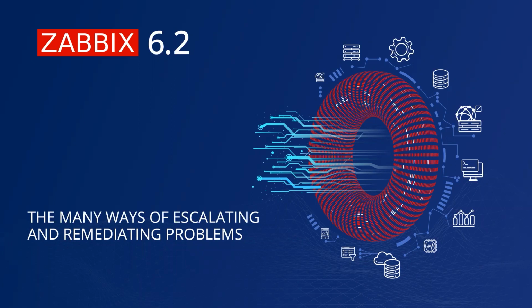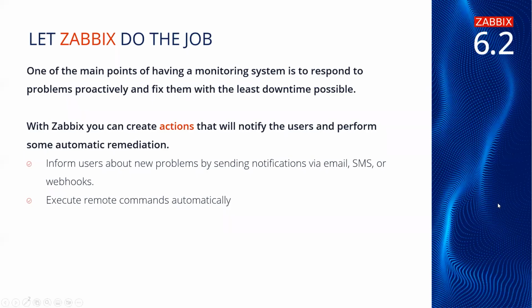What to do? Well, let Zabbix do the work, right? One of the main points of having a monitoring system is to respond to problems proactively and fix them with the least downtime possible. And with Zabbix, you can create actions that will notify the users and perform some automatic remediation, like informing users about new problems by sending notifications via email, SMS, or any other webhook, or executing some remote commands automatically to try to remediate that problem.